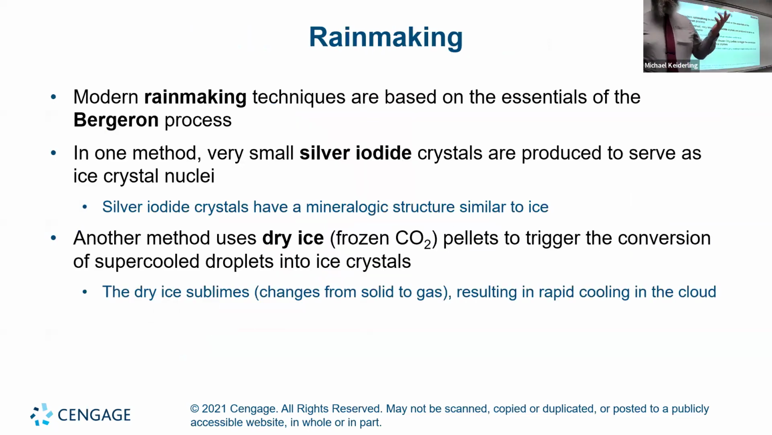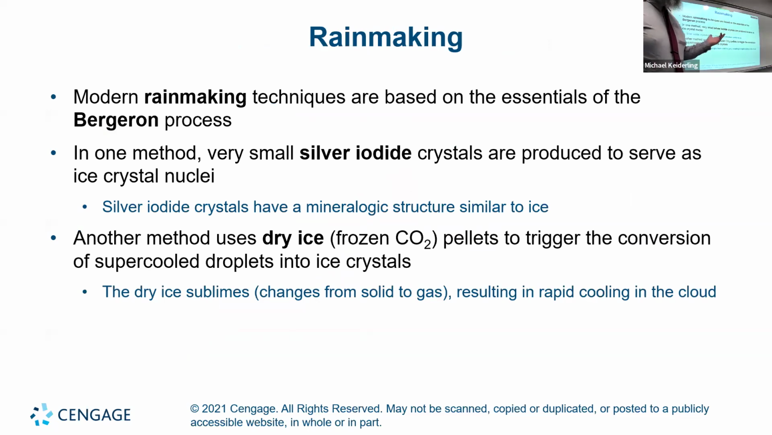So modern rainmaking techniques are based on the essentials of the Bergeron process. In one method, very small silver iodide crystals are produced to serve as ice crystal nuclei, because silver iodide crystals have roughly the same crystal structure as ice, so it's very easy for ice to grow on them.